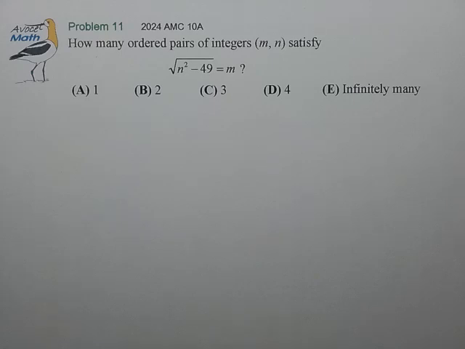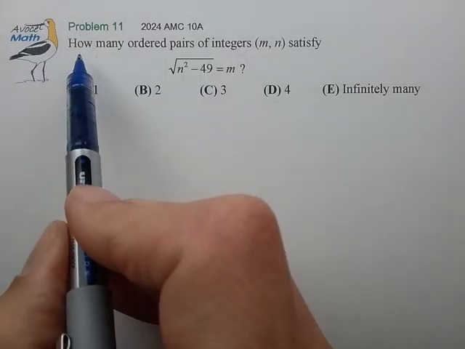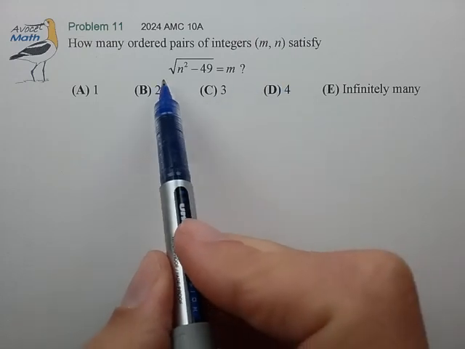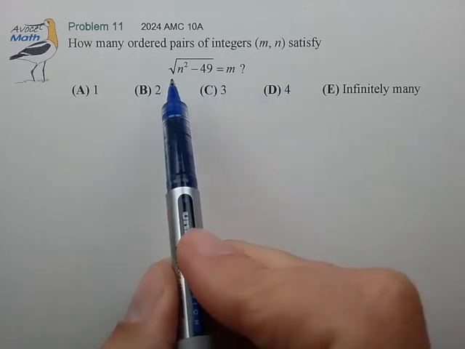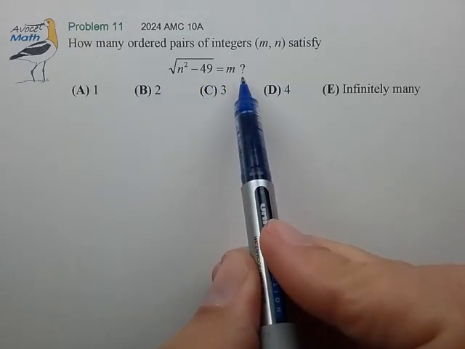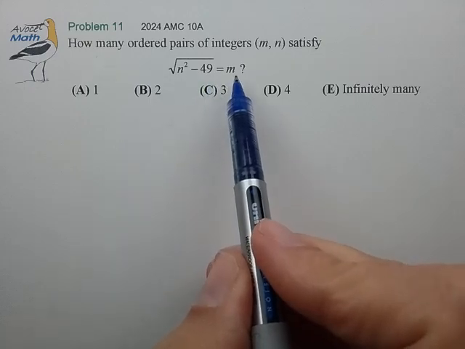Hi, this is problem 11 from the 2024 AMC 10A. How many ordered pairs of integers (m, n) satisfy the following equation? All right, since we have a square root sign involving integers, we have a few constraints right from the get-go.